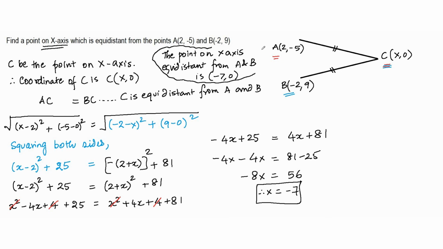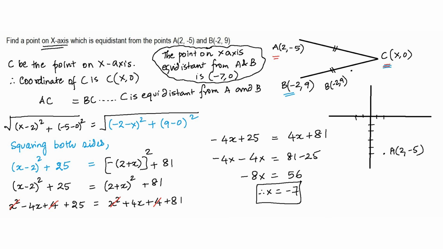So again let me just show you the significance of this question. If I were to draw the x and y axis and plot these 2 points, so 2 comma negative 5 is going to lie in the 4th quadrant. So 2 comma negative 5 lies over here. So that's A of 2 comma negative 5. And B of negative 2 comma 9. So negative 2 comma 9 is going to lie in the 2nd quadrant. This is B of negative 2 comma 9.